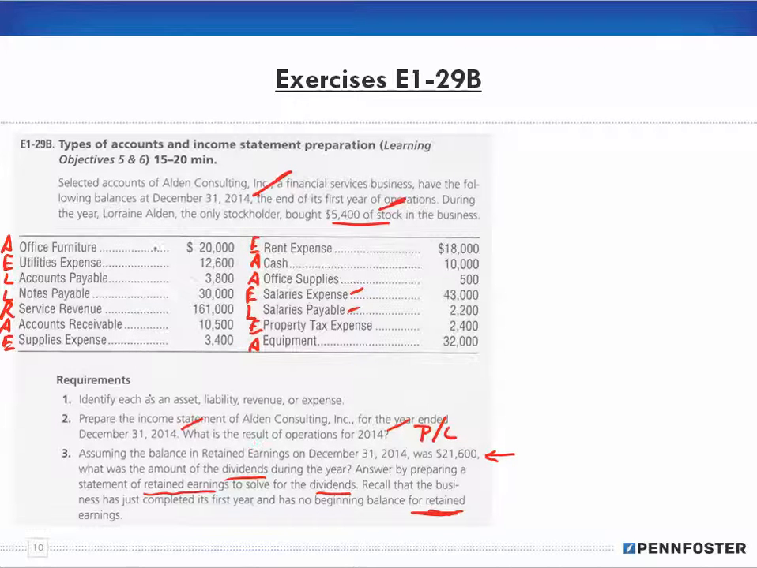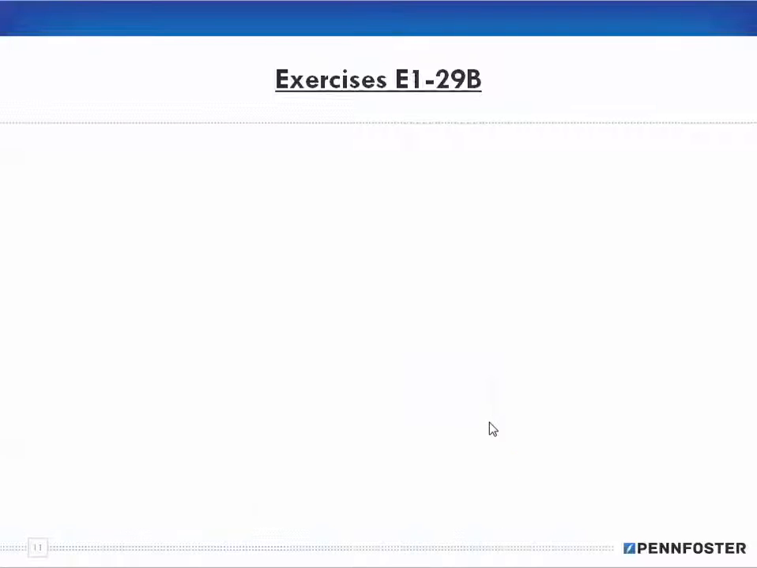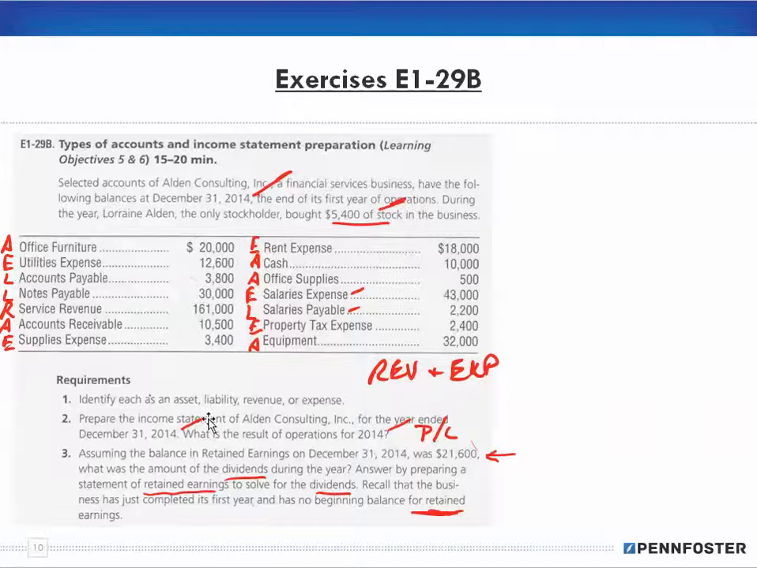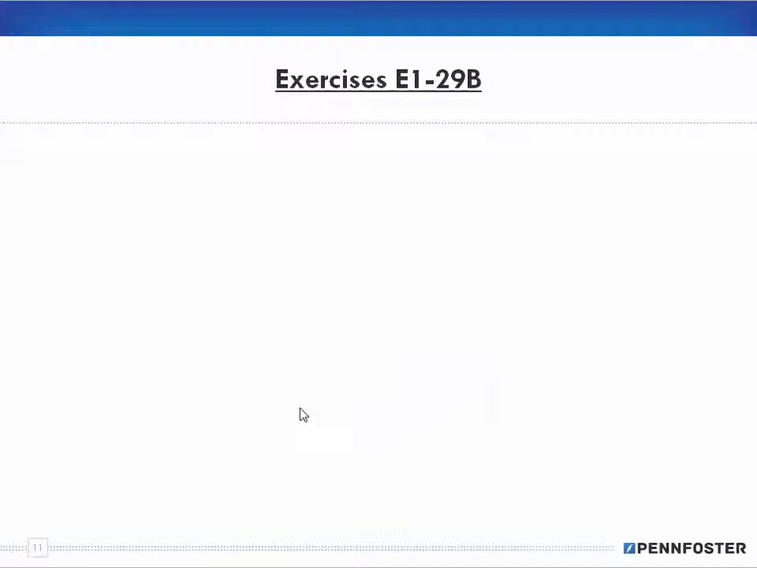All right, the reason why we identified all of these is because we need to know which ones are our revenue and our expenses in order to be able to create an income statement. Okay, so let's go to another slide here, and I'm going to now create the income statement because that's what number 2 says. Prepare the income statement to find out what the result of our operation is. In other words, our profit or loss.